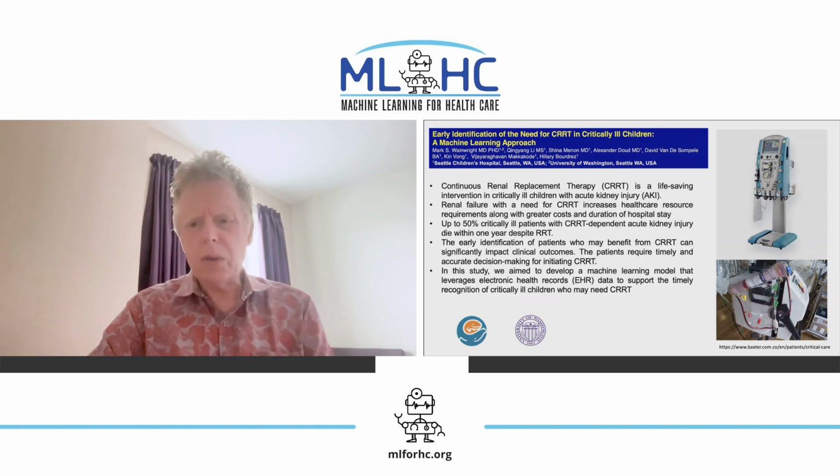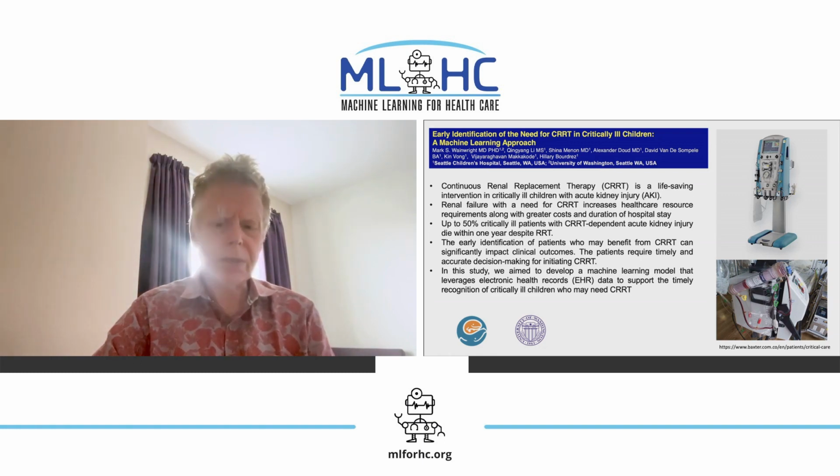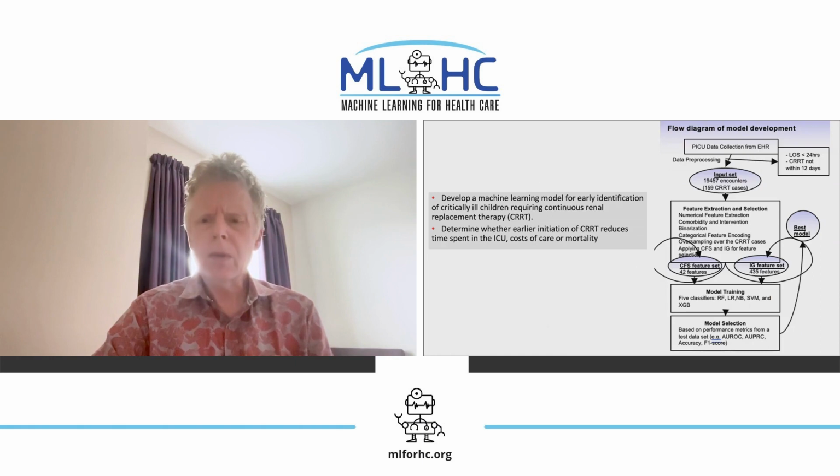The goal of this project was to use machine learning approaches to identify the need earlier for continuous renal replacement therapy for children with acute kidney injury in the intensive care unit. Acute kidney injury is responsible for a mortality rate of up to 50% of critically ill patients who require it over the course of the following year. Earlier identification of these patients might help decrease that mortality and decrease cost and time in the intensive care unit.